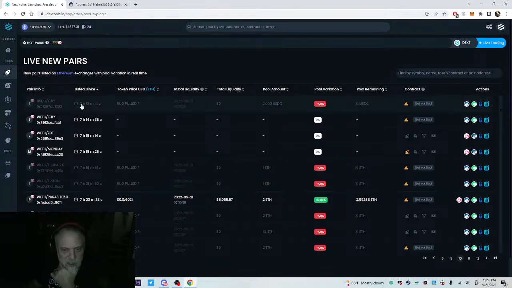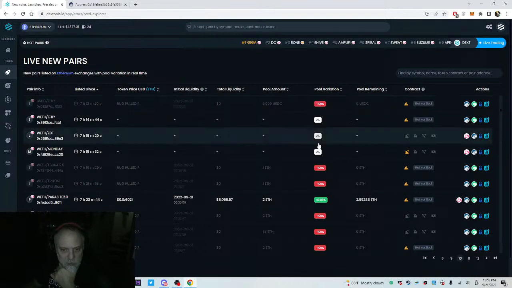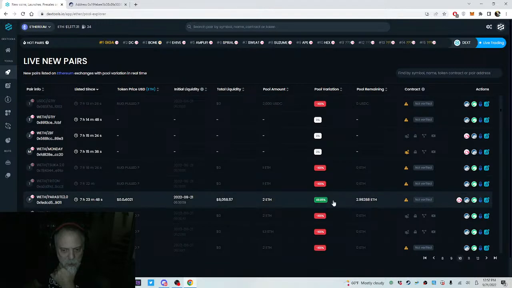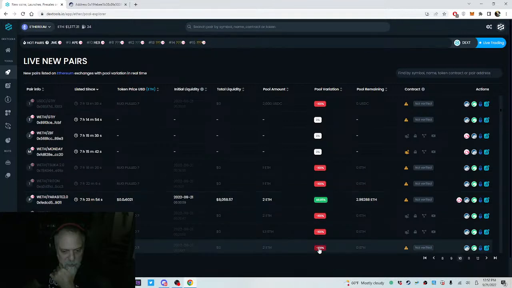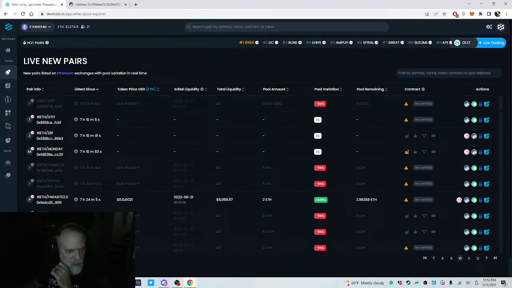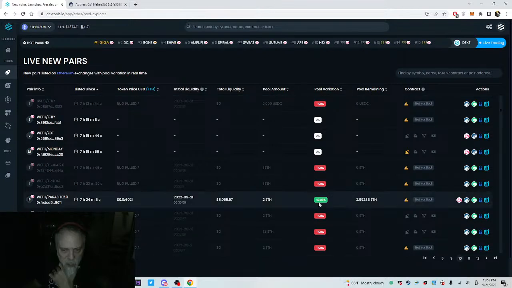So just right here on this page, you've got a rug pull at the top. No liquidity, no liquidity, no liquidity. Rug pull, rug pull. Hanging on by 50%. Parasite 2.0. Rug pull, rug pull, rug pull. So out of these 10 contracts right here that were launched 7 hours and 13 minutes ago to 7 hours and 33 minutes ago, one out of 10 is still going, but not very well. It's only gained 50%.